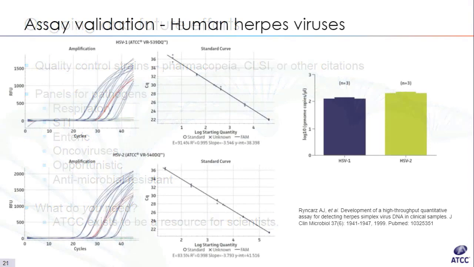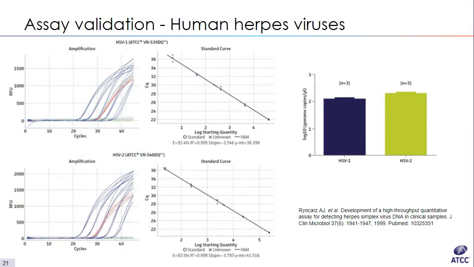Okay, let's say that we have developed an assay. The next step is validation, to make sure it works as designed and is properly documented. Let's leave our design exercise behind and look at some real data. These were generated for our human herpes virus 1 and 2 genomic standards.